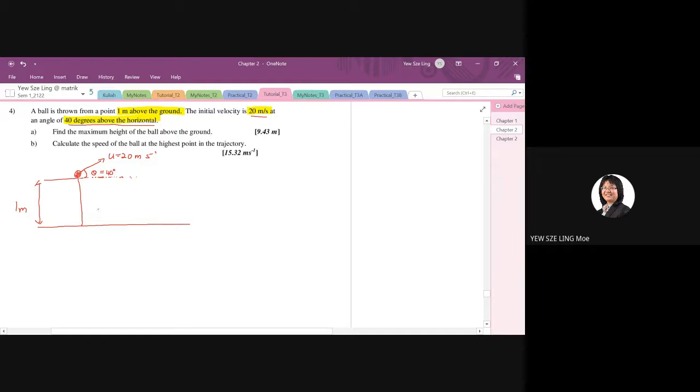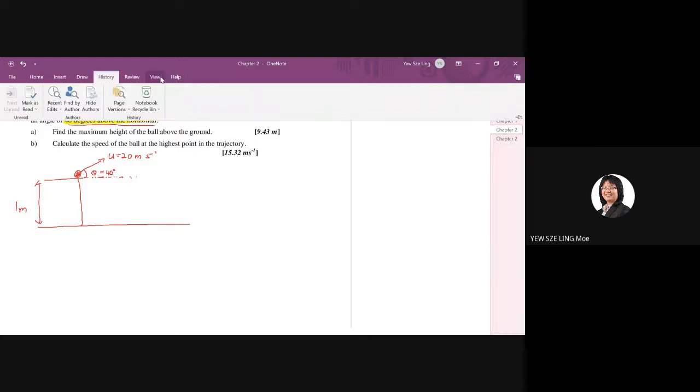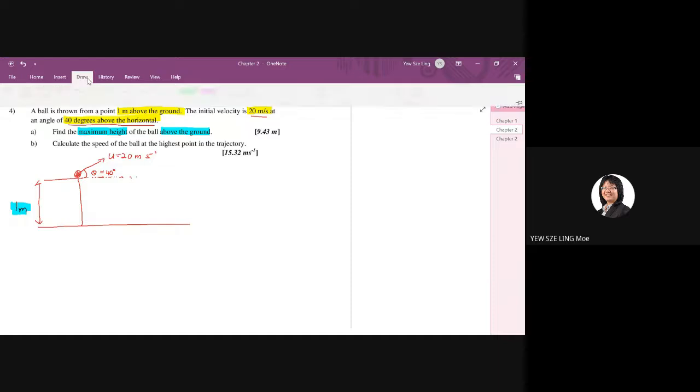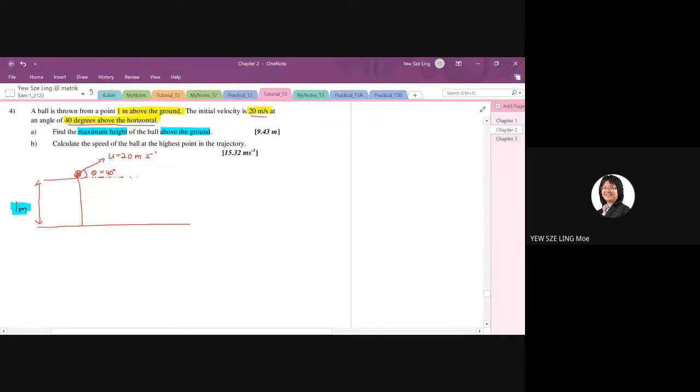The main reason why I asked you to sketch the diagram is because if you look at the question again, question A asks you to calculate the maximum height. Not just the maximum height, read until the end: the maximum height of the ball above the ground. So you need to take into consideration this 1 meter, because it represents the distance from the ground to the object. Whereas when you calculate the maximum height, let's say this is your projectile motion.